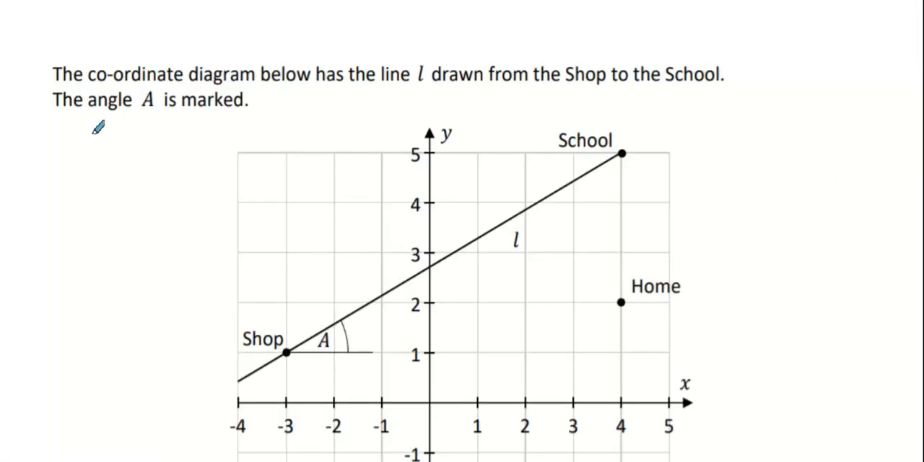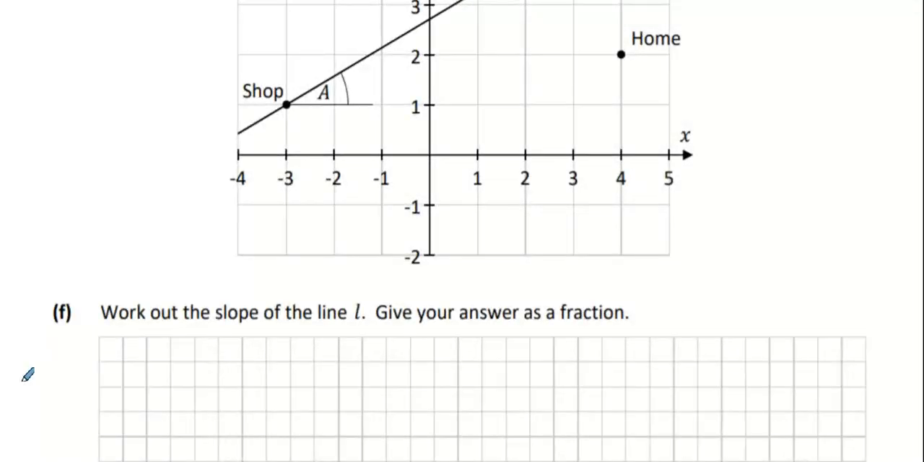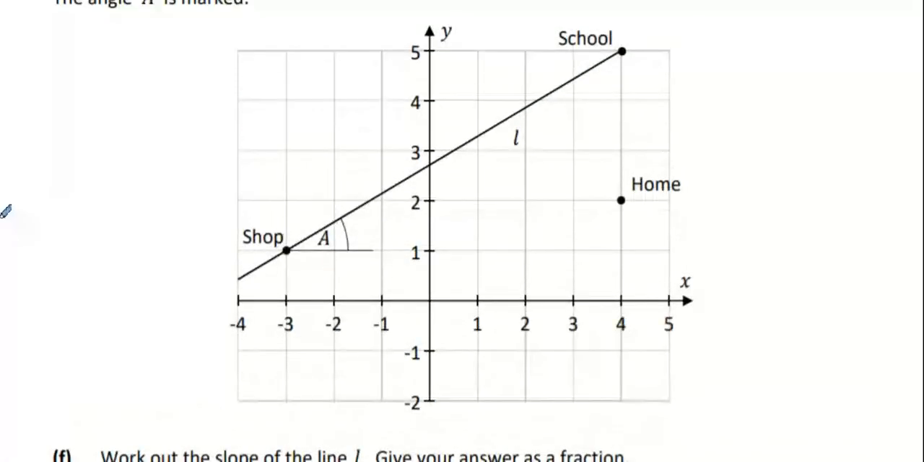Okay. Now, the coordinate diagram below has a line L drawn from the shop to the school. The angle is marked with an angle A as shown. Okay, so what does it want us to do? Work out the slope, give the answer as a fraction. Well, we can do this in two ways.